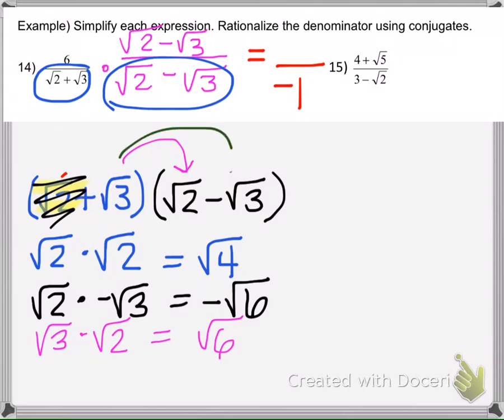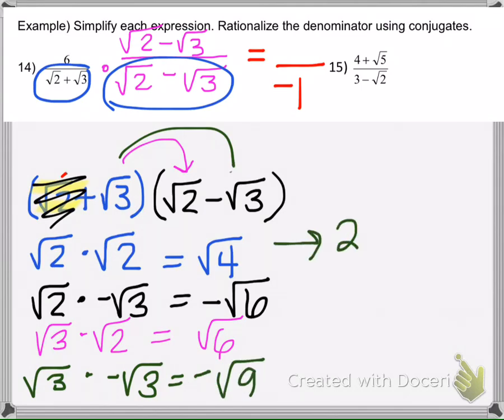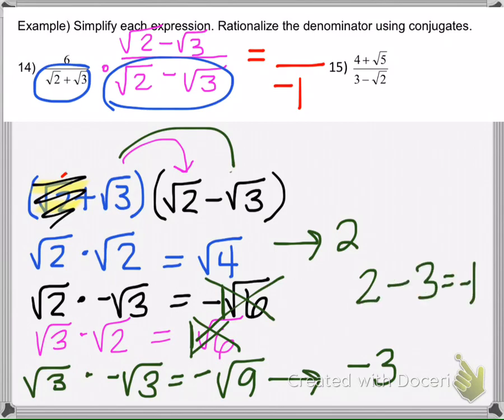And then lastly we have the square root of 3 times negative square root of 3, which is the negative square root of 9. So here we get the 2, and then these two are going to cancel because we're going to have a negative 1 and a positive 1 radical 6, and those make 0. And then here we have negative 3. So 2 minus 3 is that negative 1 that we got using our conjugate method, knowing that these middle ones are going to make 0, rad 6.